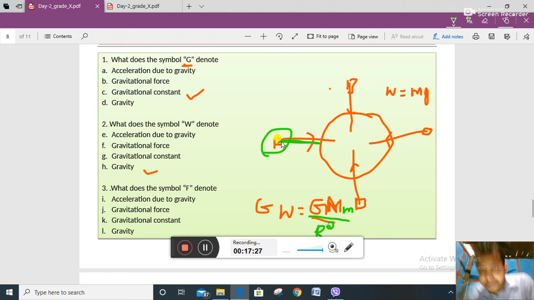Now this is the weight. Now you can say what is gravity? The force of attraction between the planet and a small object towards its center. It falls towards the center. So you might need it in the next class, so I told this one. What does the F symbol denote? Gravitational force, not gravity.